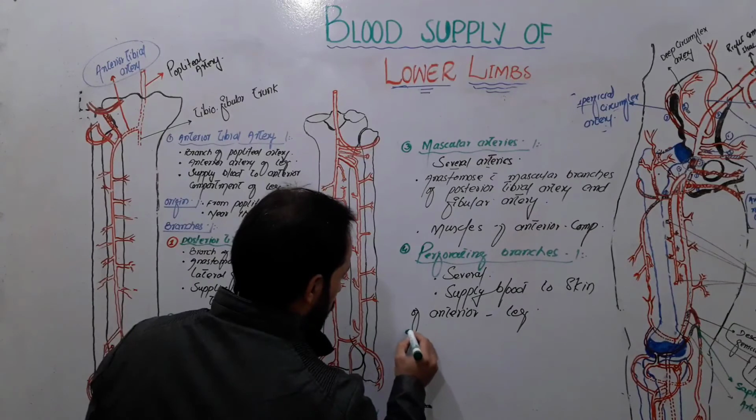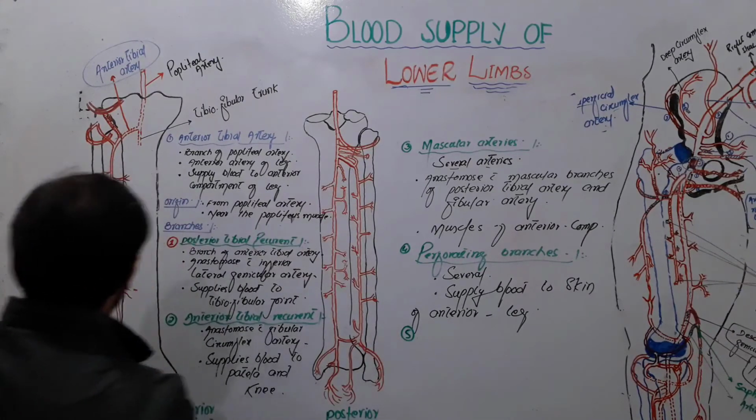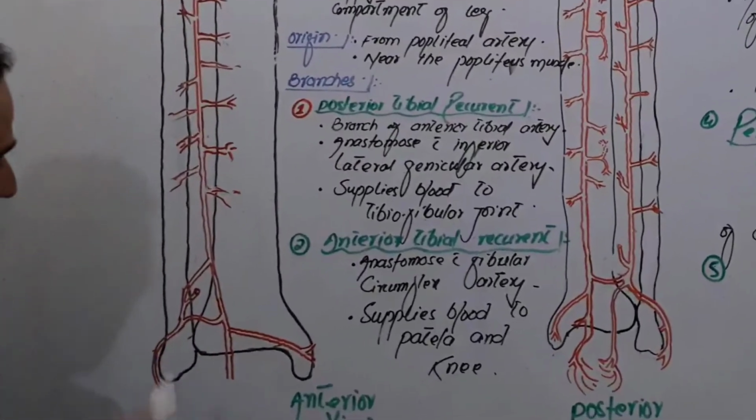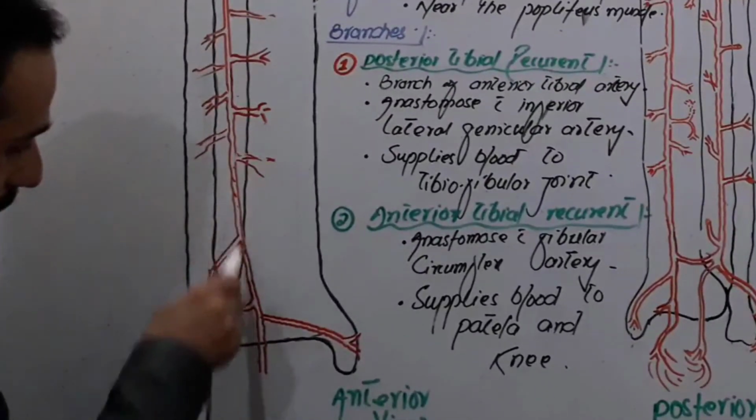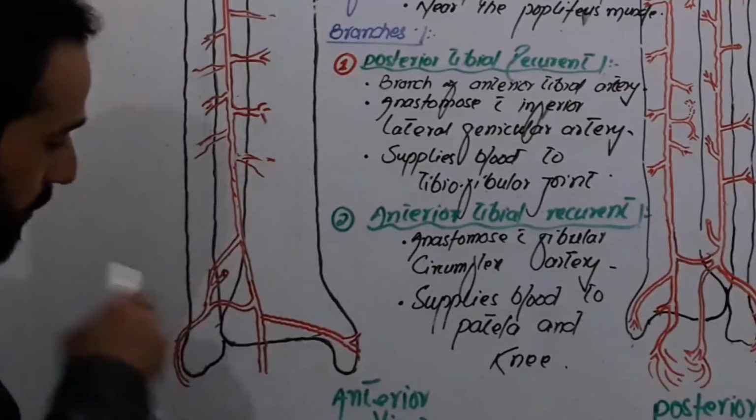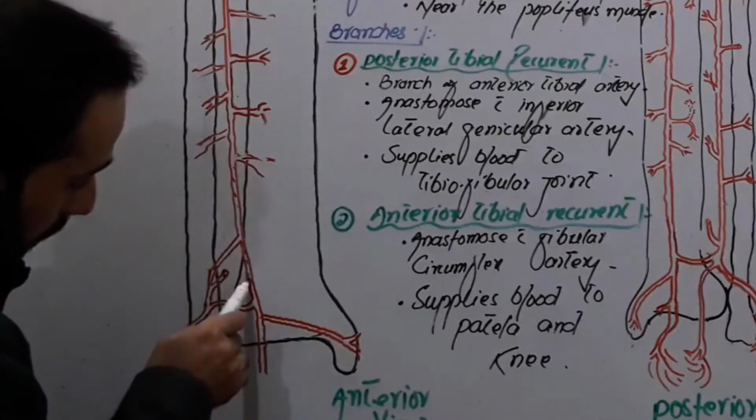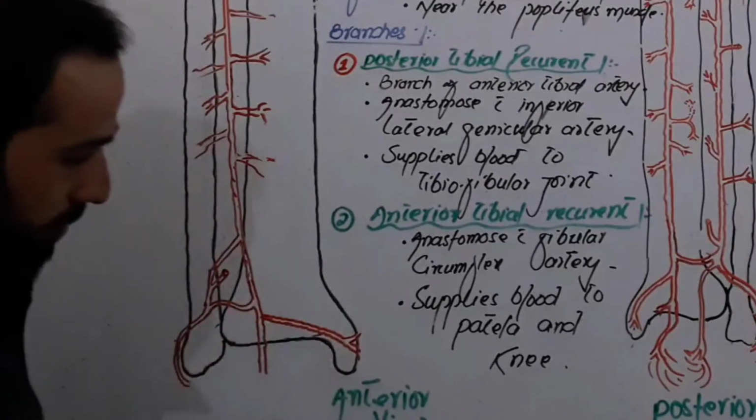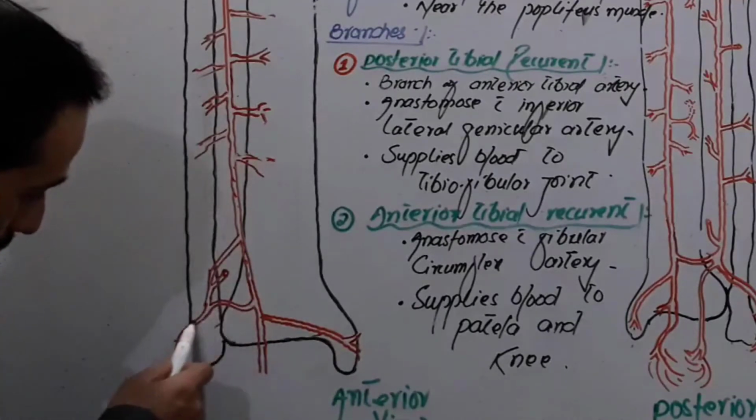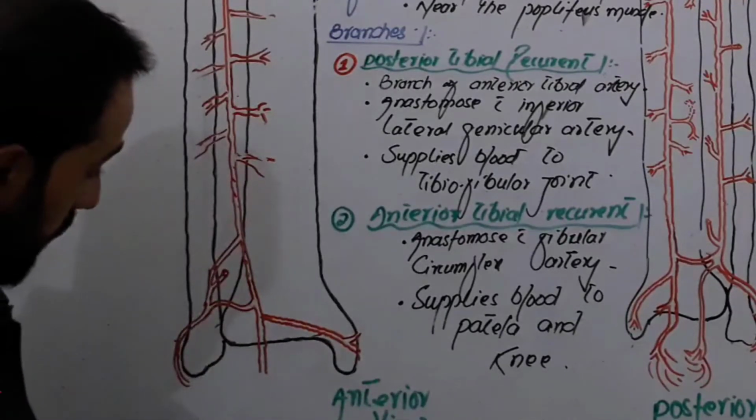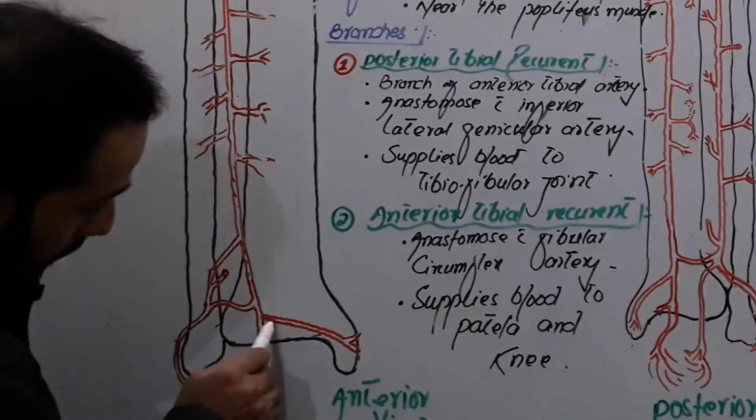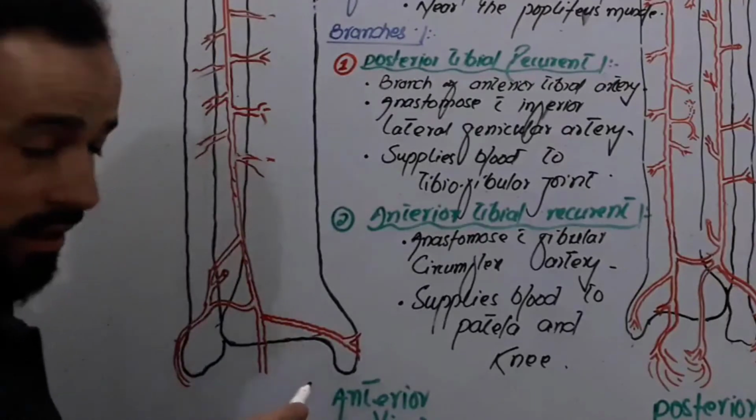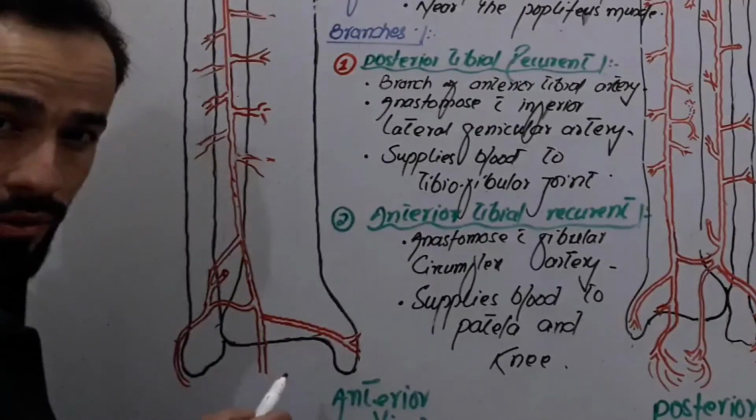Now the fifth branch which arises from this artery, you can see here, friends, it comes down. Look carefully. This artery is coming to the anterior lower or distal part of this leg, and it is giving two branches like this. This is the branch which is going medially, and here is a branch which is coming laterally. This branch is called the medial malleolar branch.